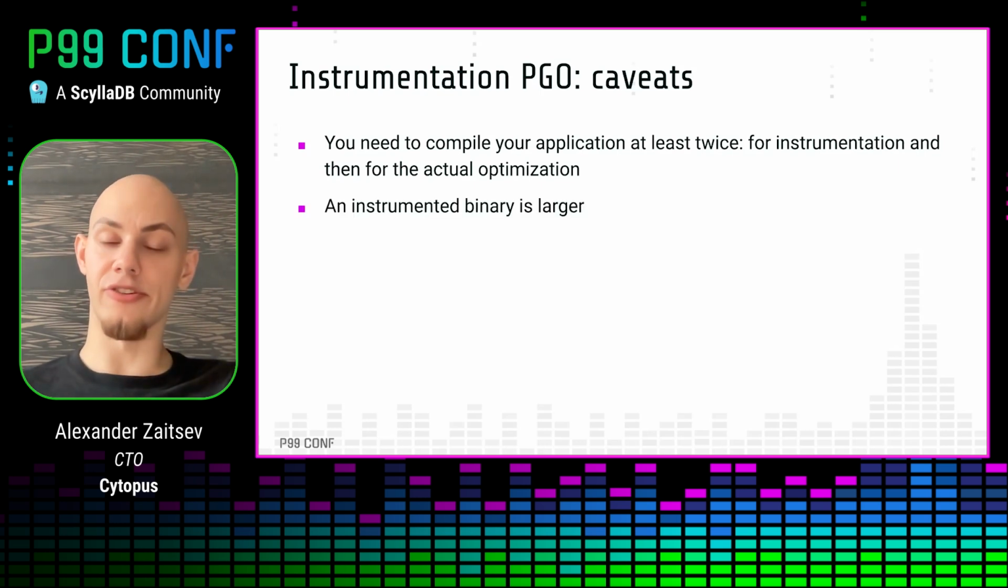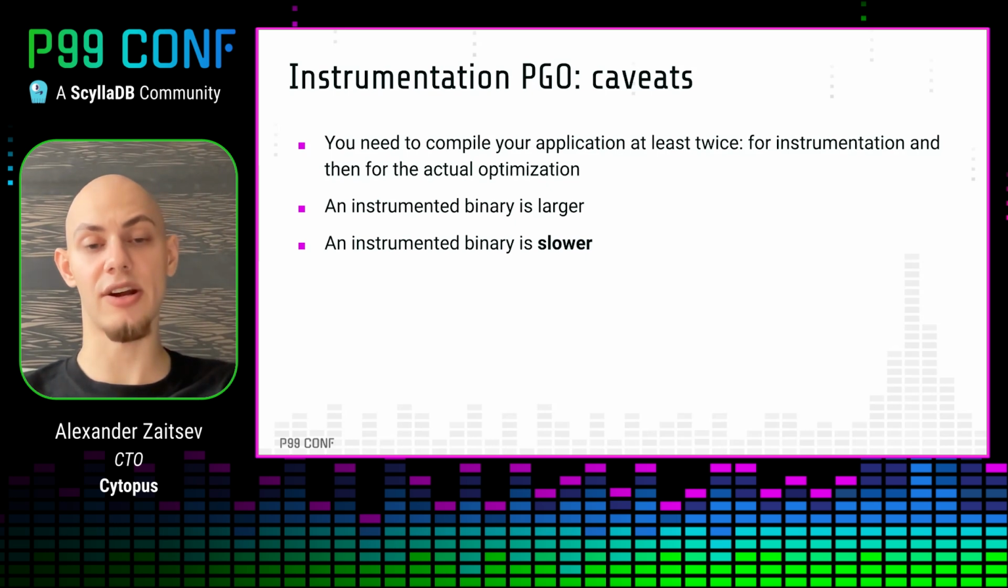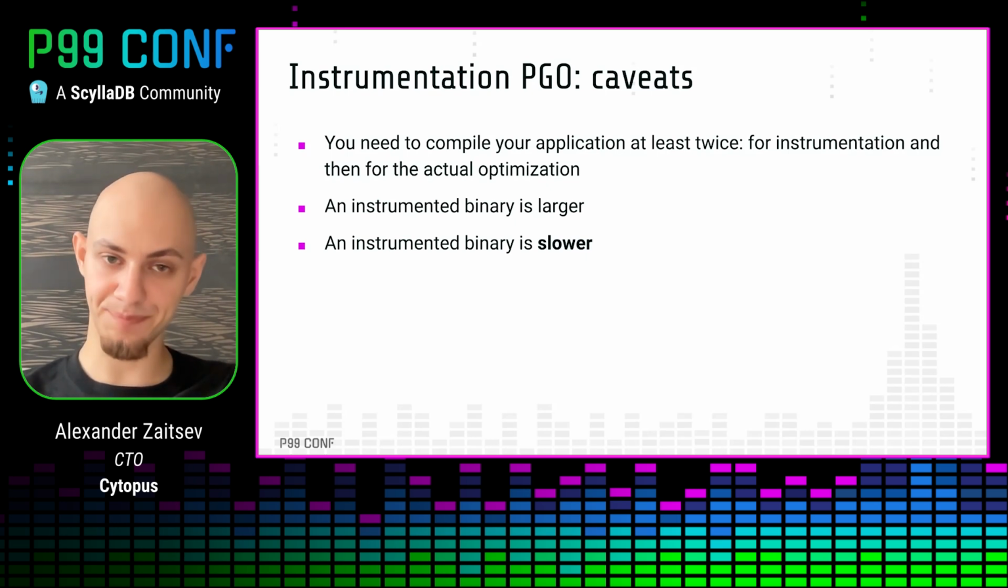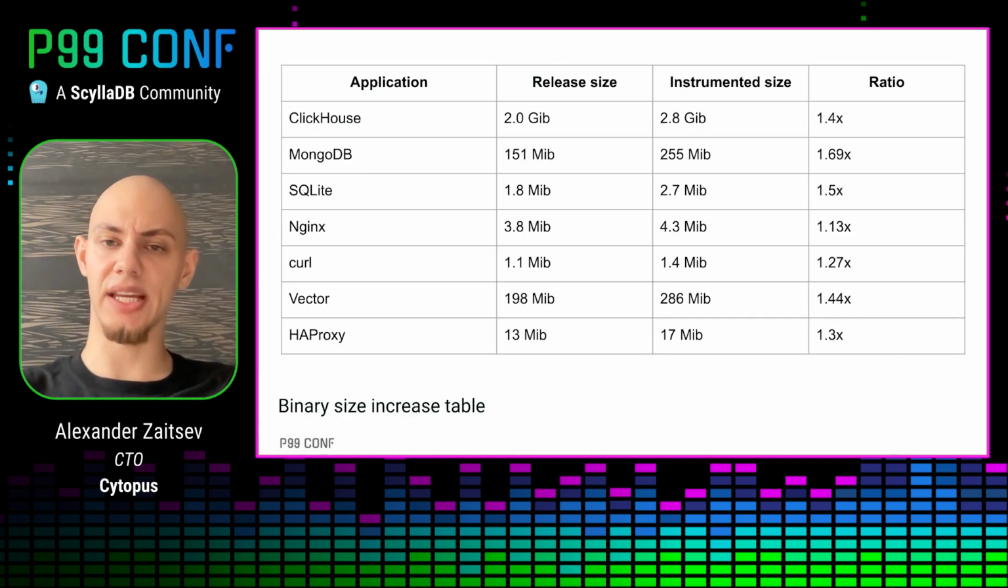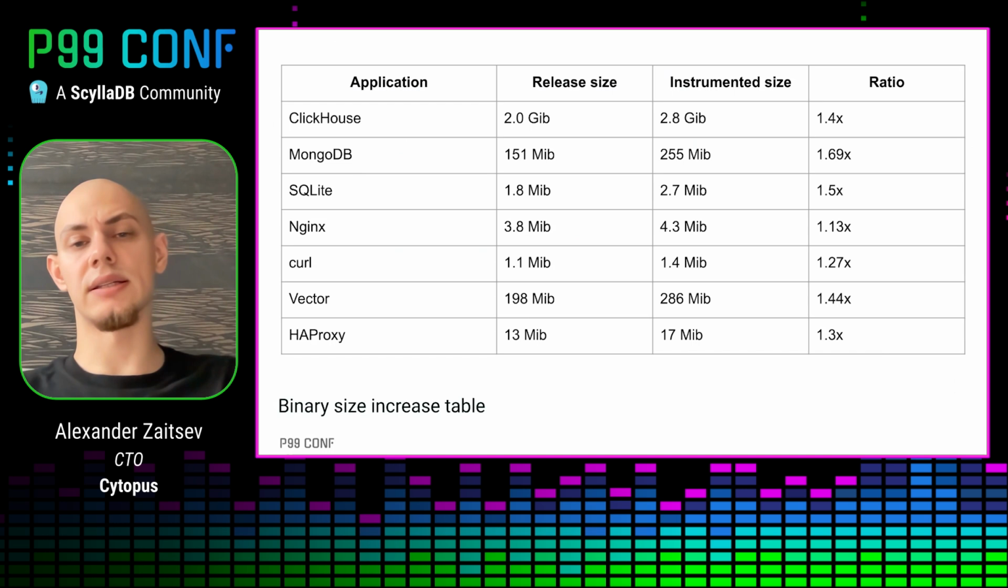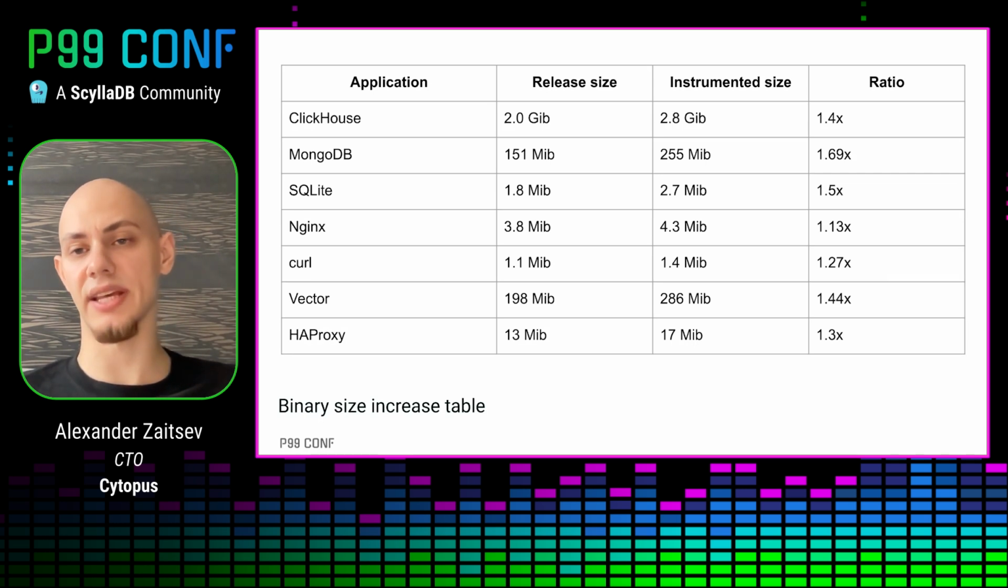The instrumented binary is larger because an additional amount of instructions are inserted into your application, and the instrumented binary is slower because an additional amount of instructions are executed at runtime. But how critical are these caveats in practice? So let's start with the binary size increase table. Here we see a comparison between the release size without instrumentation and the instrumented size. It's release plus instrumentation.